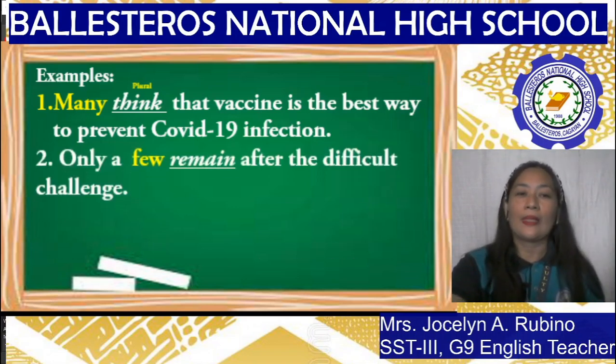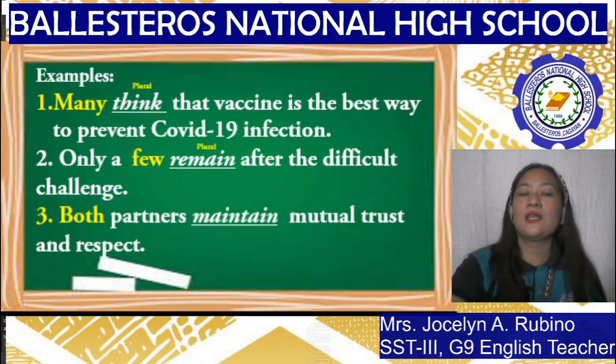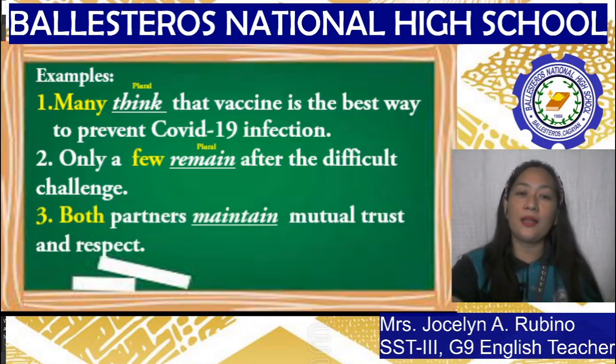Number 2. Only a few remain after the difficult challenge. Same reason, the verb remain is plural in form. It's because of the word few. Number 3, both partners maintain mutual trust and respect. Okay, so the verb maintain is also in plural form. It's because the subject of sentence number 3 is the plural indefinite pronoun both. Okay, so let's have the next rule.